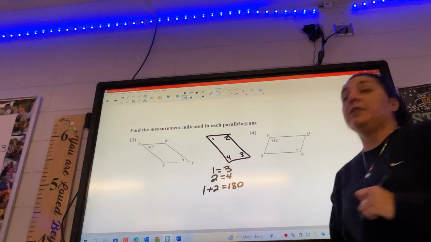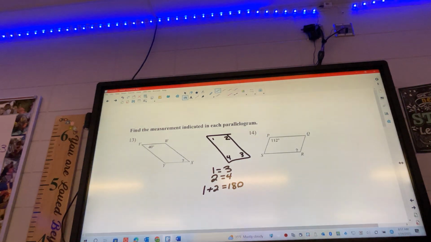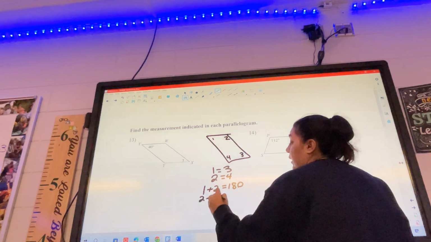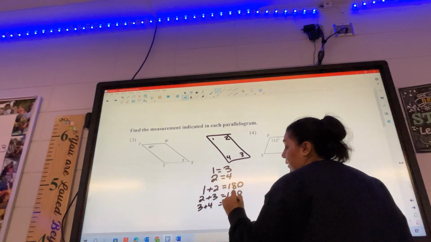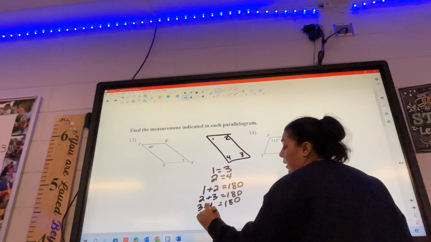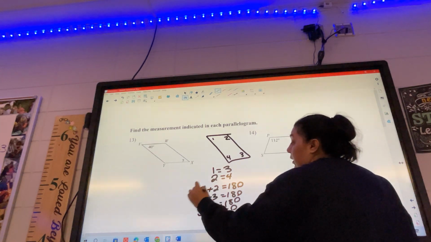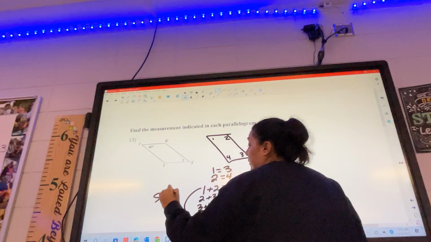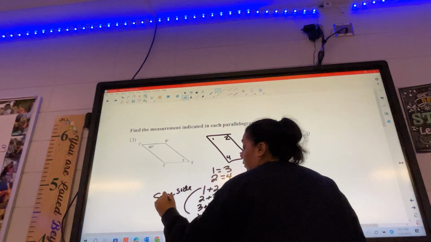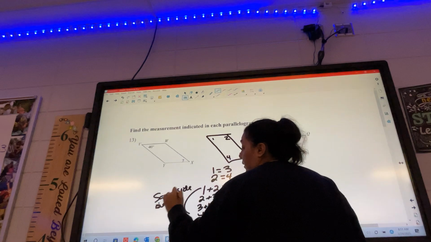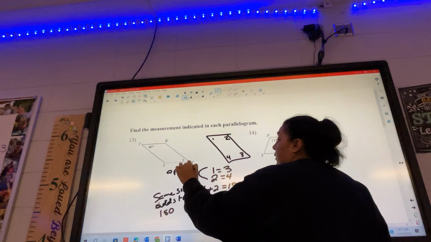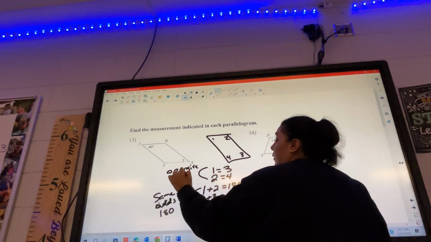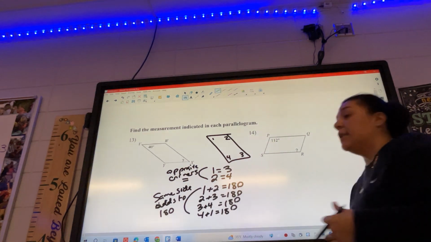What can you tell me about 2 plus 3? 2 plus 3 equals 180. Okay, so same sides. 3 plus 4 equals 180. And you can say 1 plus 4 or 4 plus 1 equals 180. So same sides add to 180. Opposite corners are equal. And so that's the main difference.